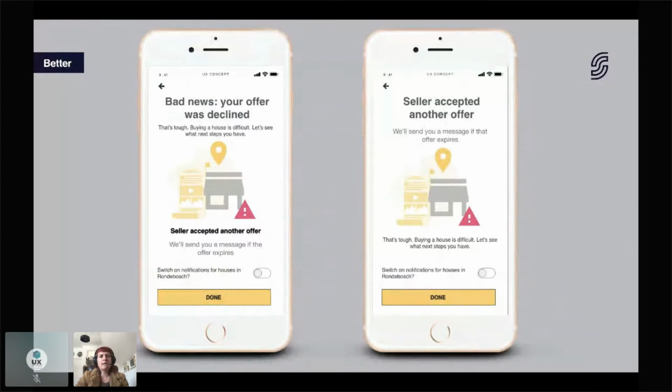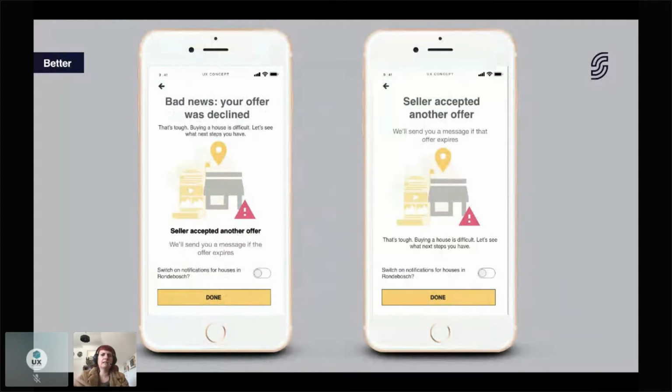So being very upfront and direct, which is kind of like, you're not trying to butter anyone up, but you are giving the news. Bad news, your offer was declined. So that is maybe not as pleasant as some of the other messages, but it at least gets you over the hump and it's done.